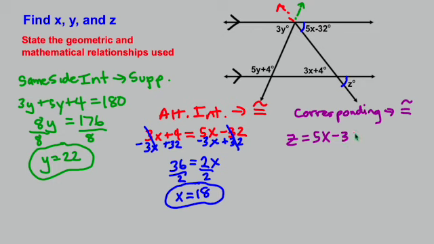Now, typically, this isn't very helpful because z is one variable and x is a different one. However, we do know what x is. x is 18 over here. So we can say z equals 5 times 18, and then we can subtract 32. What is 5 times 18? Grab your calculator. 5 times 18 should be 90, and then if we take 90 and subtract 32, we will get 58. So z ends up being 58.